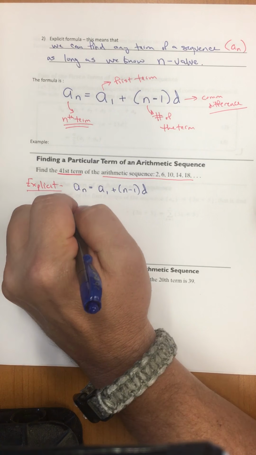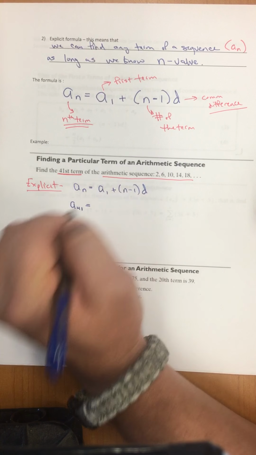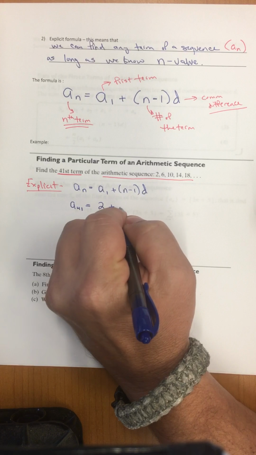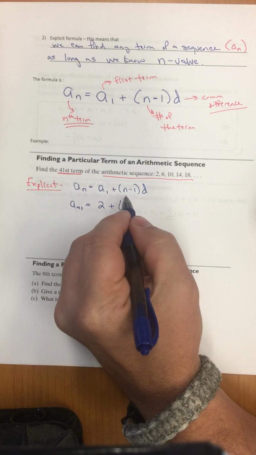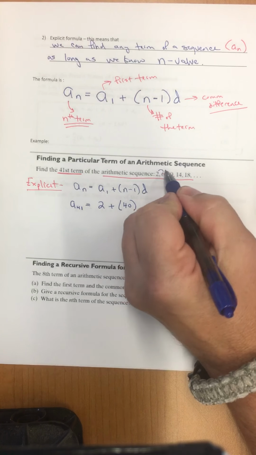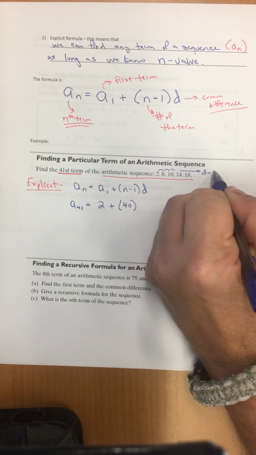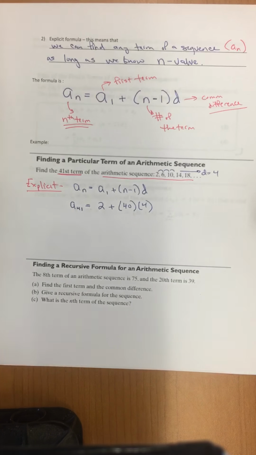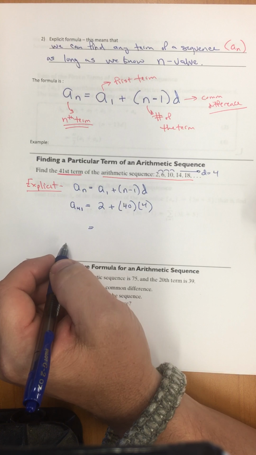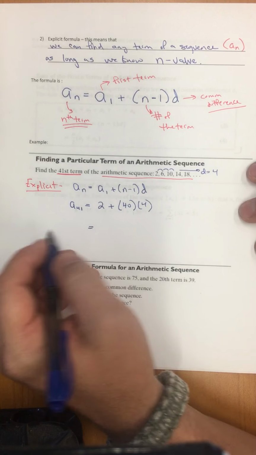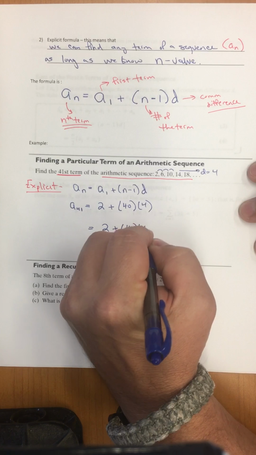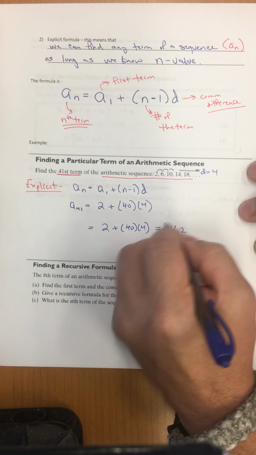I want to find the 41st term. I don't know what that is. I do know what the first term is, though, 2. I do know what number it is, right? 41 minus 1 becomes 40. And I do know the common difference. The common difference for this problem is 4. So given that I know all that information, I can quickly find the term I want, right? Because I want to find the 41st term. This becomes 2 plus 40 times 4, which becomes 162.